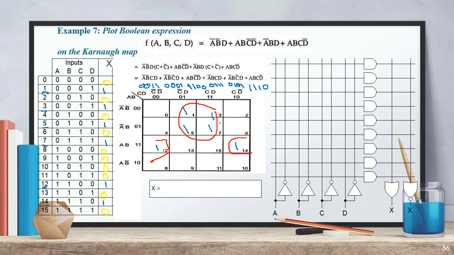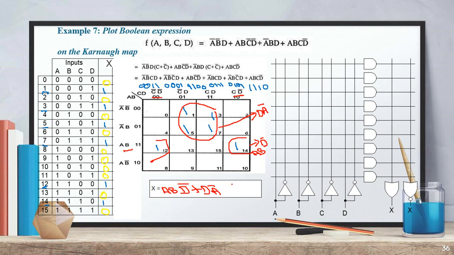When you do it like this, from this group we are getting C bar, C gets cancelled, so D is common, and here B bar, B gets cancelled, so A bar is the answer. From this we have 14 and 12, meaning C bar D bar here and C bar D bar here. D bar is common, C bar gets cancelled, so D bar. And here AB is present everywhere, so it is AB D bar. So the final answer is AB D bar plus D A bar.